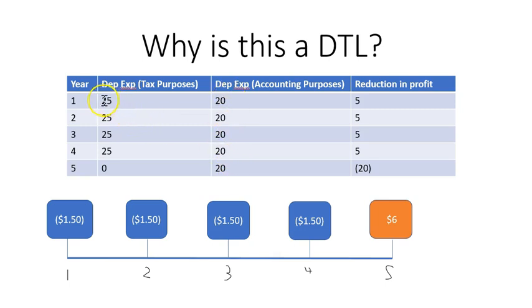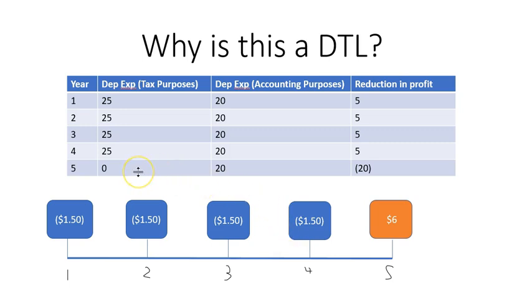So what happens is that for every year from 1 to 4, the reduction in profit for tax purposes is $5. So that means that we'll be paying tax on $5 less profit every single year. So essentially, the amount of tax saved from this $5 is $1.50. So in year 1, 2, 3, and 4, we will pay $1.50 less tax every single year than what our accounting numbers suggest we should pay.